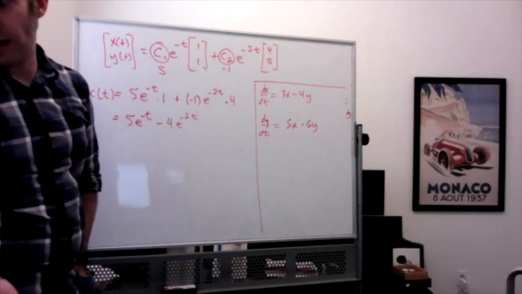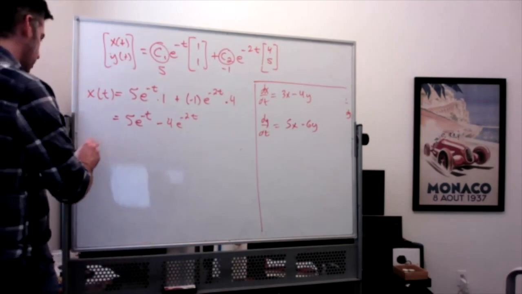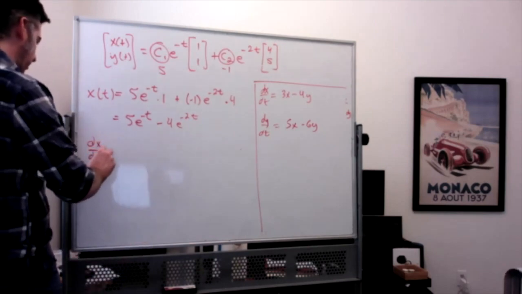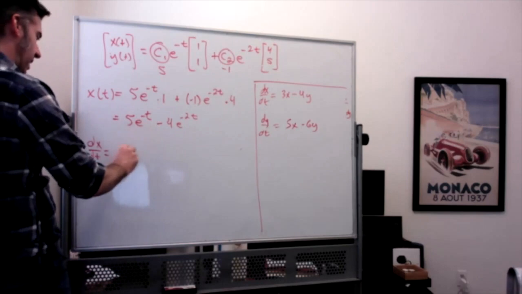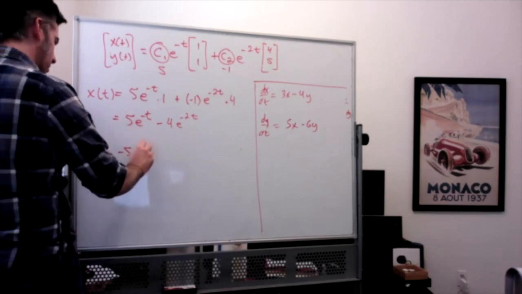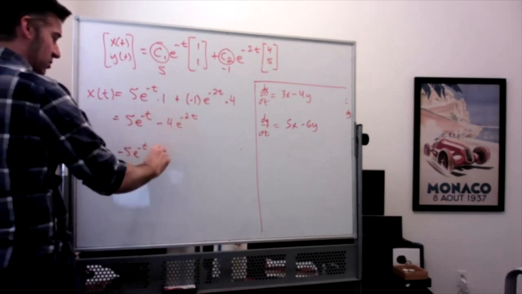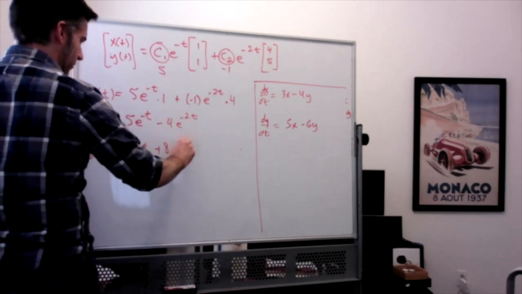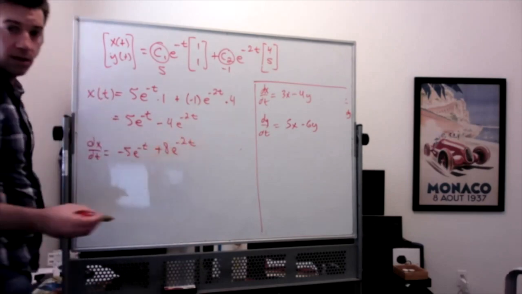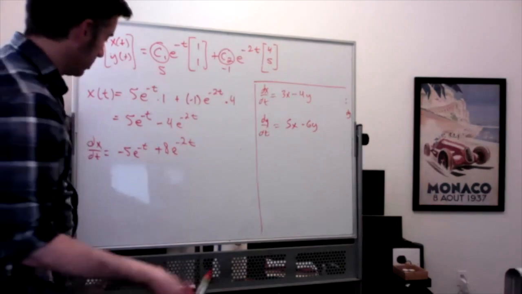Part 2 says to find dx dt. So dx dt is the derivative of this. That's going to be negative 5 e to the negative t, minus 4 times minus 2 is plus 8 e to the negative 2t. Please interject if you have questions.